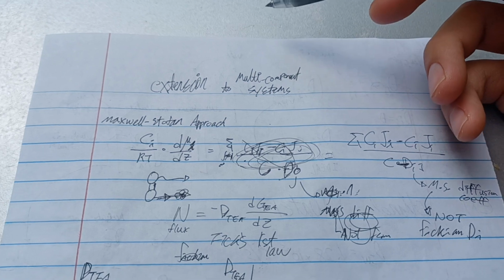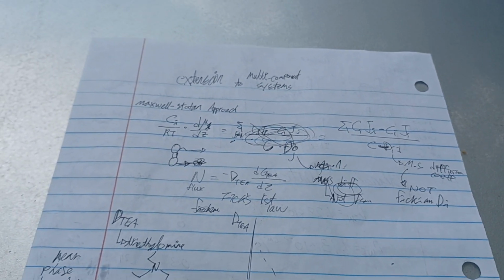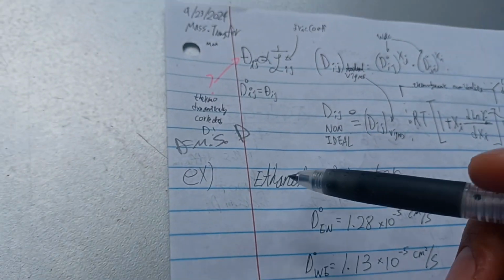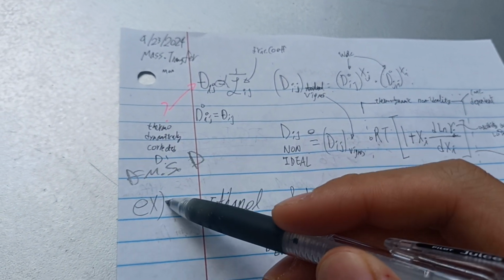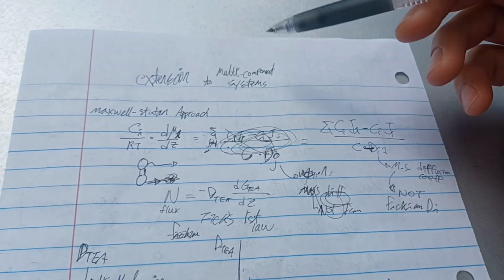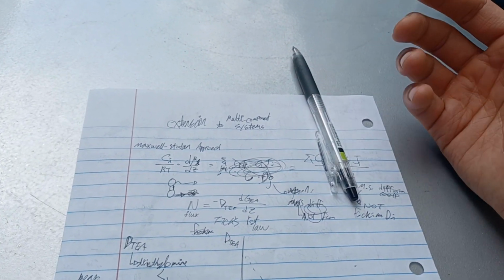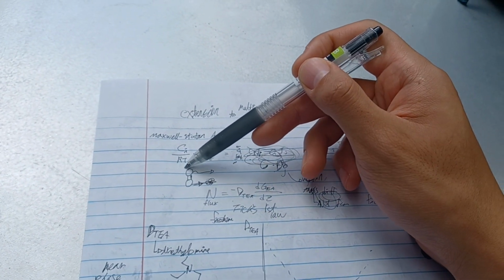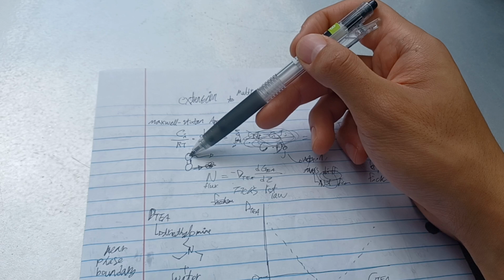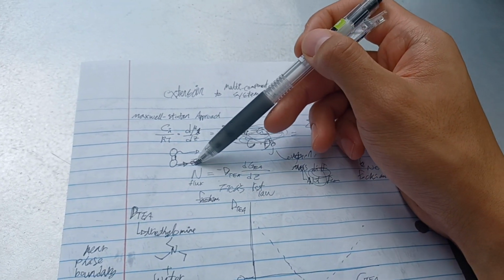Extension to multi-component systems. So this is the Maxwell-Stefan approach. At the beginning, I talked about the D dash, the thermodynamically corrected diffusivity, and that's what this is really representing. In our actual diffusion process, we have different molecules, and one molecule goes at a pretty fast speed, and the one next to it is different and goes at a different speed.